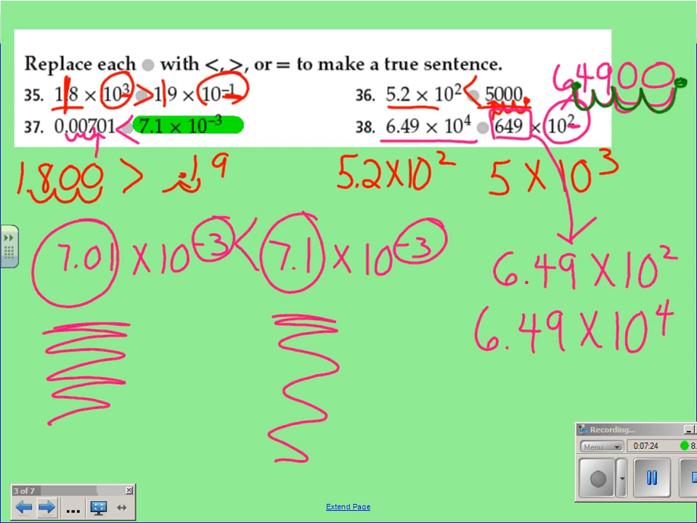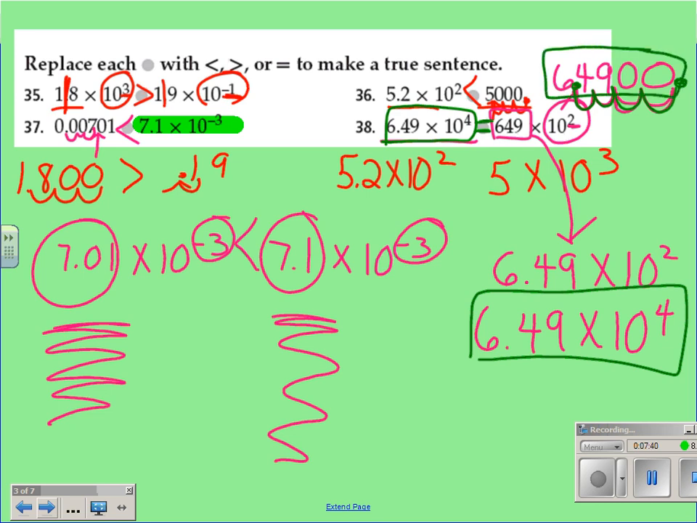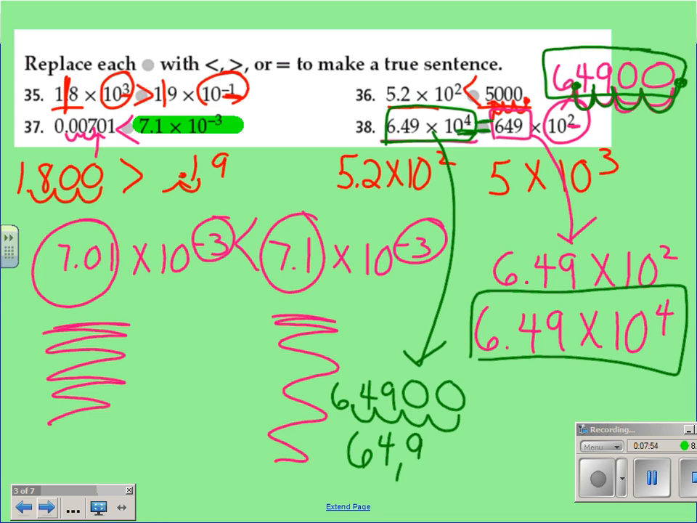So as far as comparison is concerned, we can see that they are exactly the same. So our symbol is going to be an equal sign. Another way to think of that is we already know that 649 times 10 to the second is 64,900. So we can see if this, in fact, is the same value. So 6.49 times 10 to the fourth power means 1, 2, 3, 4. And as you can see, it does equal the same amount.